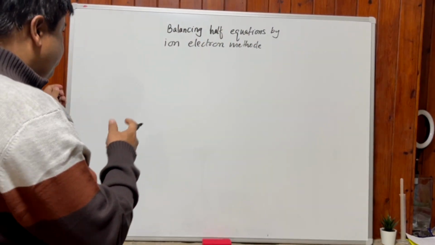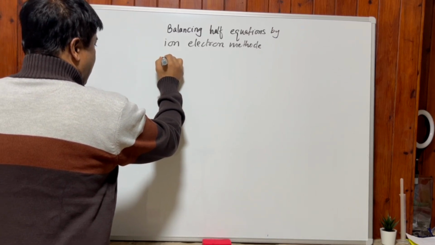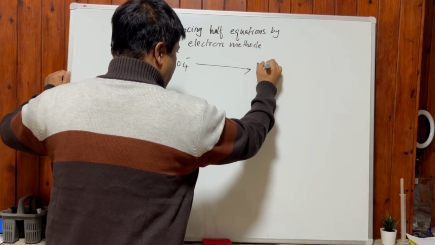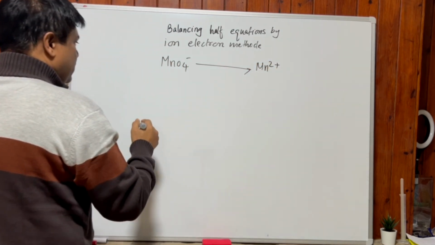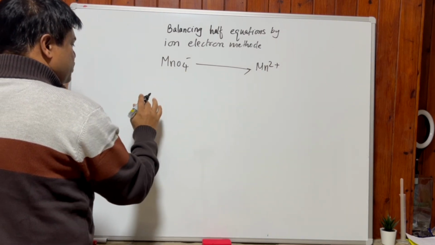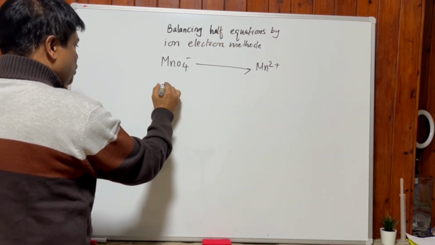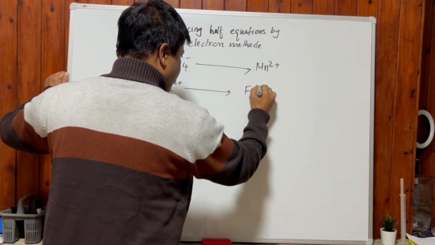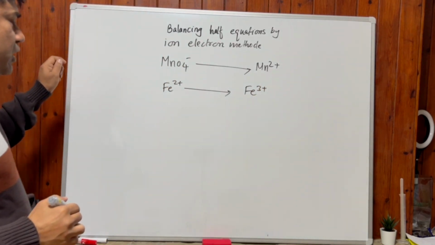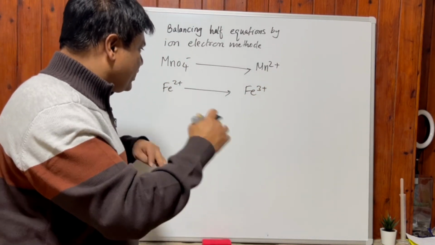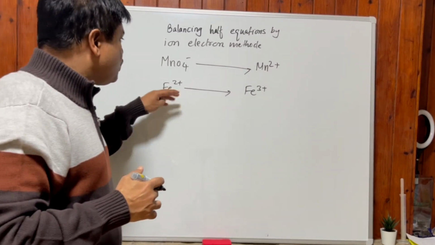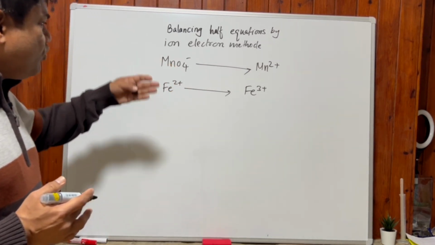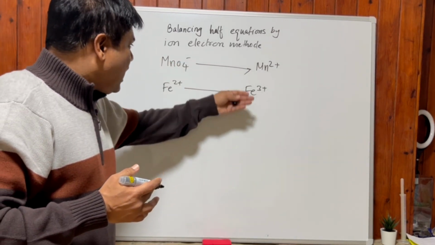Look at that equation. MnO4 minus becomes Mn2 plus. One more equation, that's a complete equation. So we divide that equation into two parts. Fe2 plus becomes Fe3 plus. Later, I will write the one complete equation and I will show you how to split them based on the oxidation and reduction. First, we will follow some rules to balance the half equation.